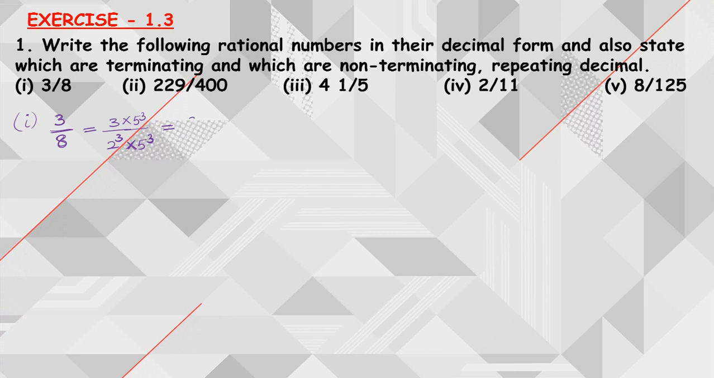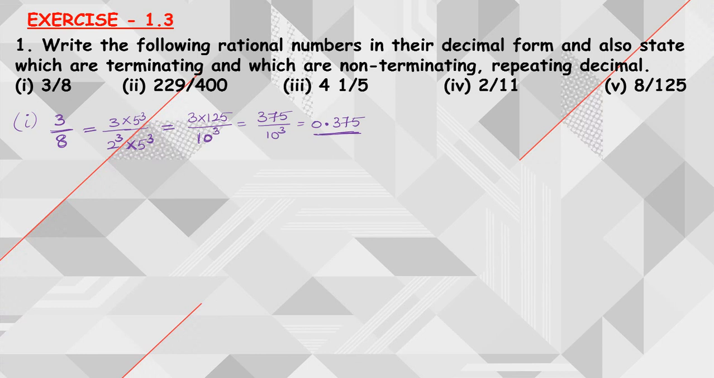Then this I can write as 3 into 125 divided by, this is nothing but 10 cube. So 3 into 125 by 10 cube. 3 into 125, so 300 plus 75 is 375. So 375 by 10 cube, which I can write as 0.375. So this 3 by 8 I can write as 0.375.